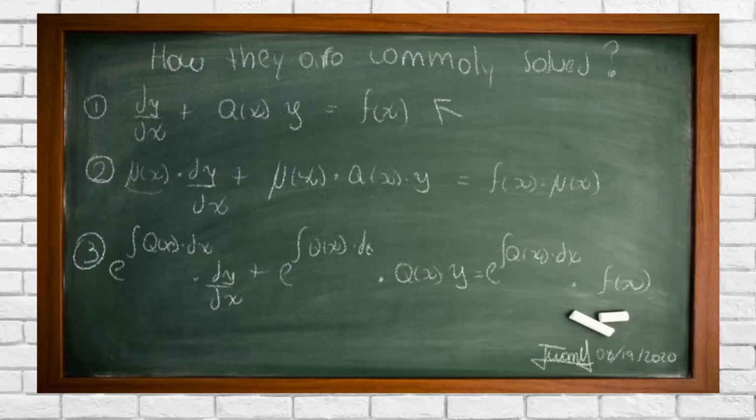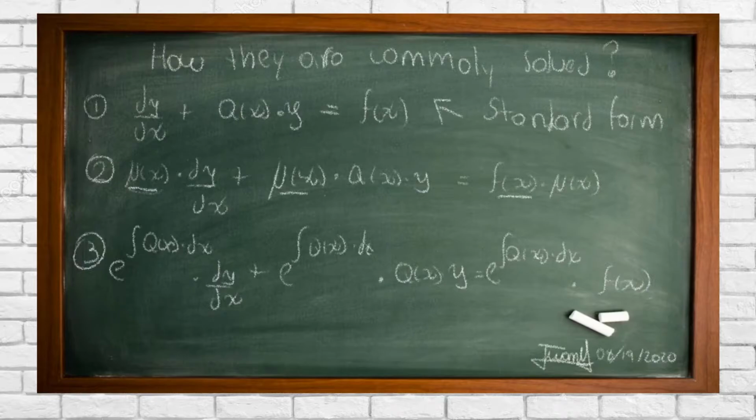Alright, how are they commonly solved? The first step is to put the equation in the standard form, which is the one that we have here: dy/dx, the derivative of our function y, plus a function q of x, whose independent variable is x, times our function y, equal to some other function f of x. Then what we need to do is get the integrating factor and multiply it into the entire equation. So we're multiplying the integrating factor by dy/dx, q of x times y, and f of x.